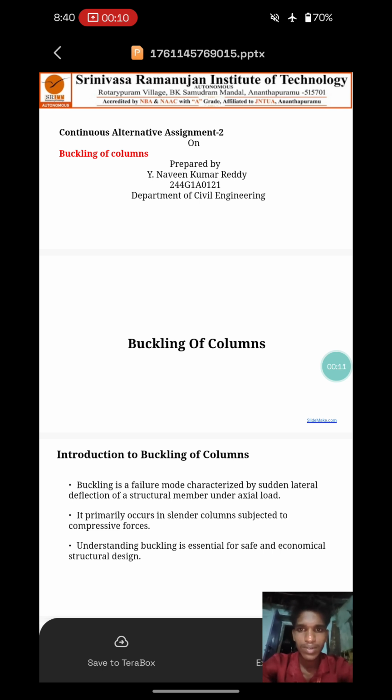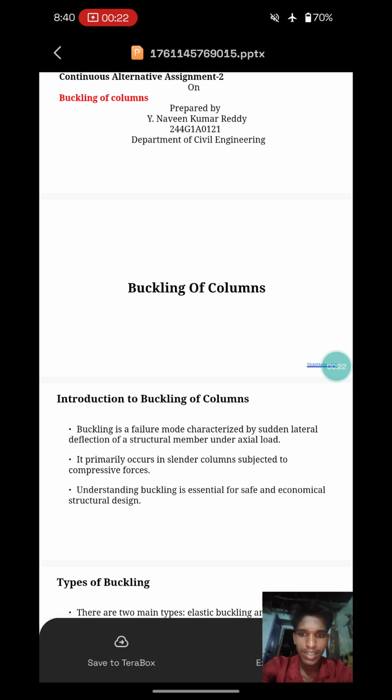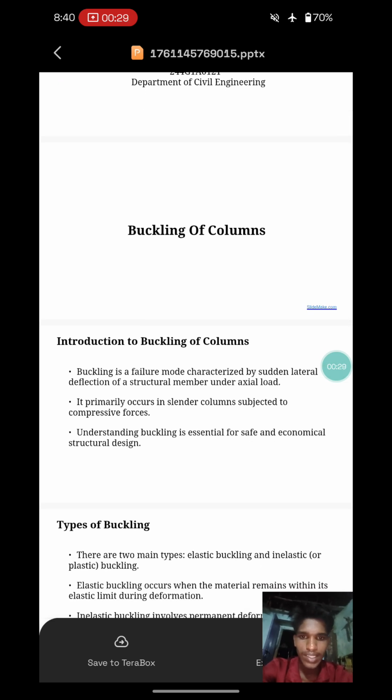Today we will discuss a part of strength of materials, that is buckling of columns. Now we will look at the introduction to buckling of columns. Buckling is a failure mode characterized by sudden lateral deflection of a structural member under axial load. It primarily occurs in slender columns subject to compressive forces.